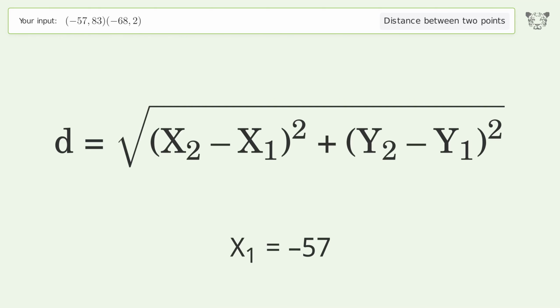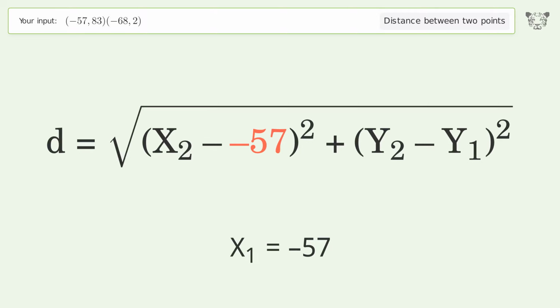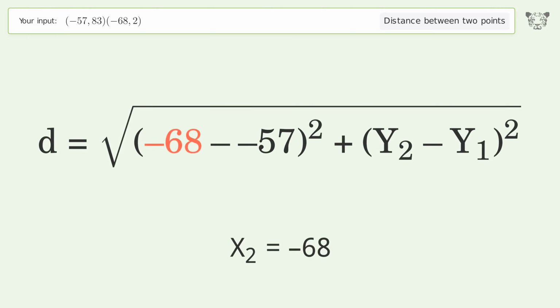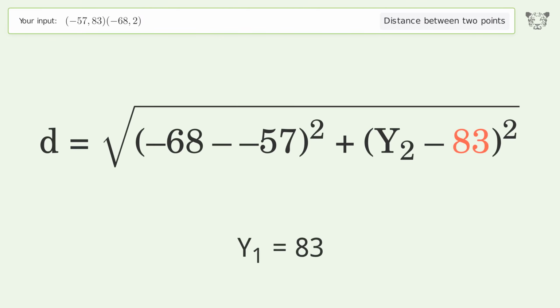x1 equals negative 57. x2 equals negative 68. y1 equals 83. y2 equals 2.